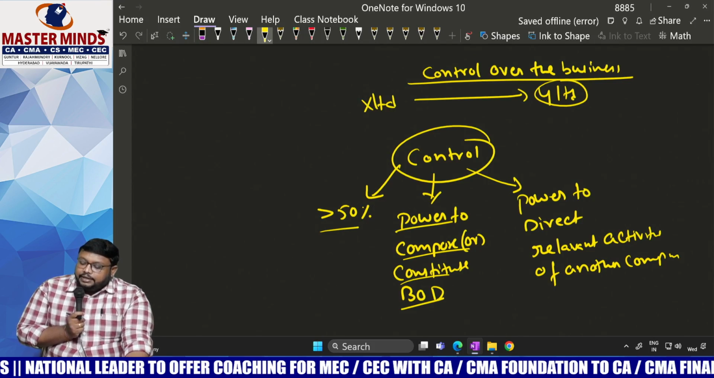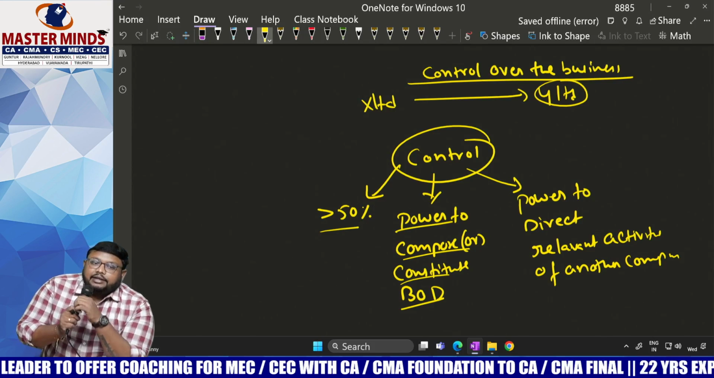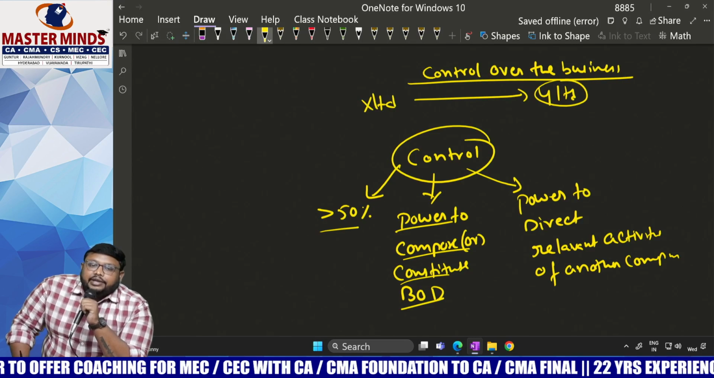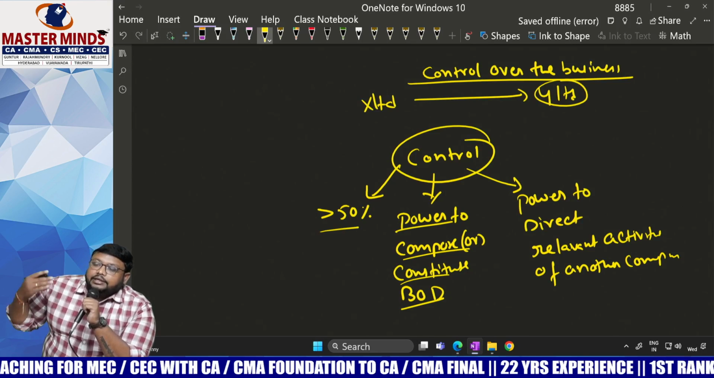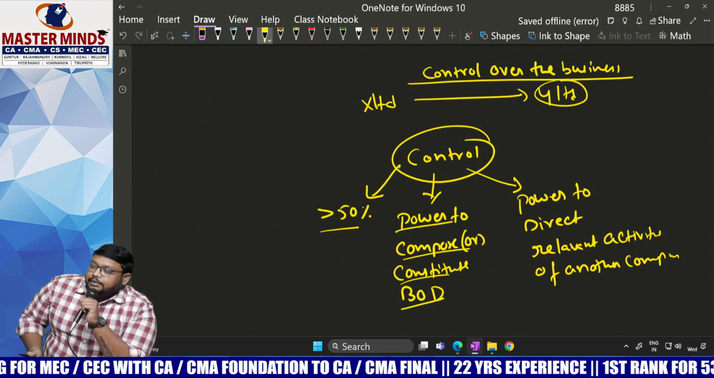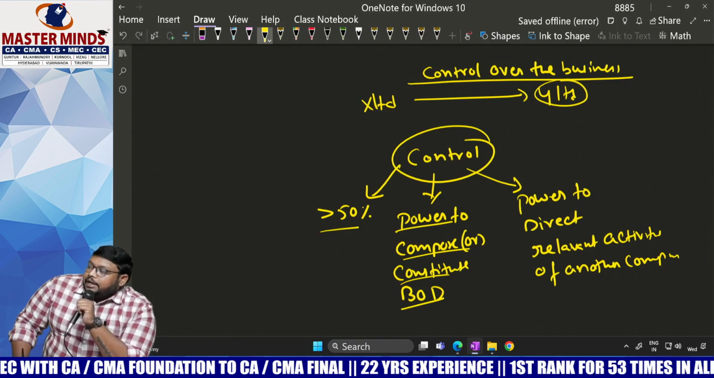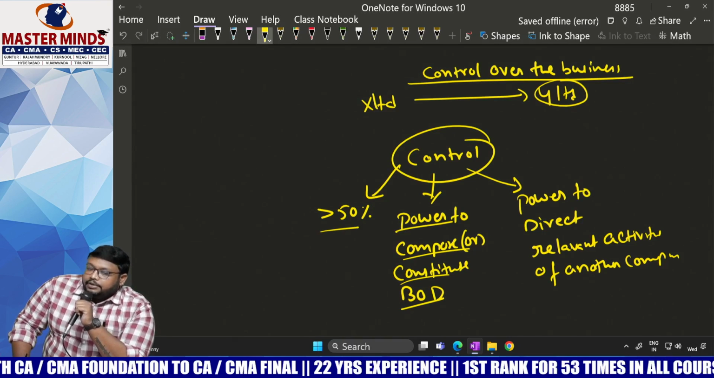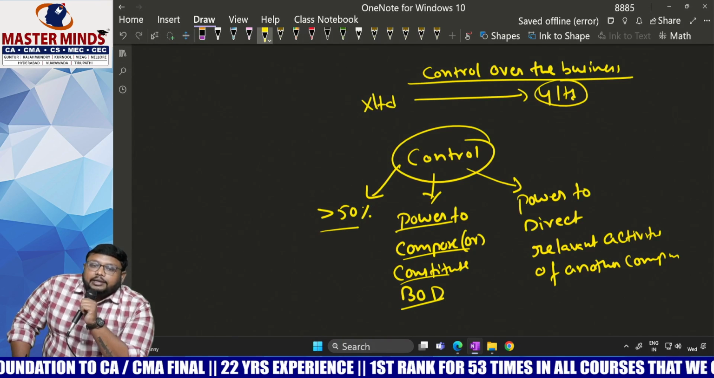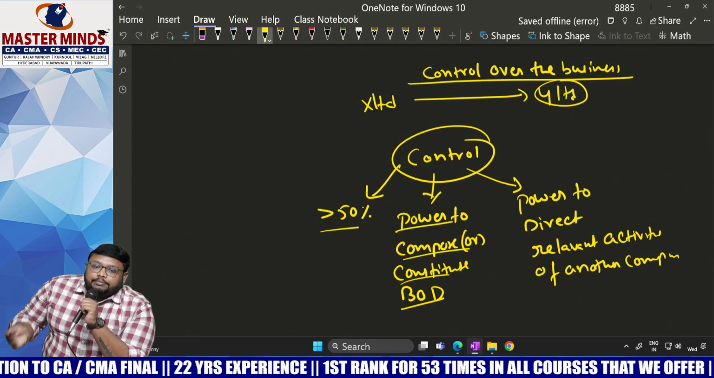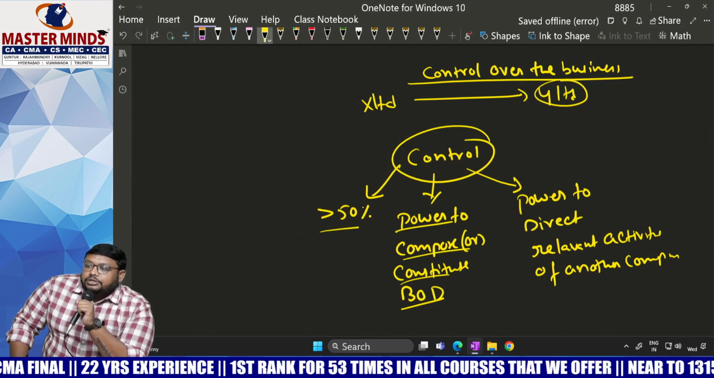And then we can say, power to direct the relevant activities means here all revenue generating activities you are under the control of. Clearly we can say that I am directing all the relevant activities of another company. That means I have that power to direct. I am directing how the operating activities and the sales will go on in that company. All the important activities are under my control. In such conditions also we can say I have control over the business.